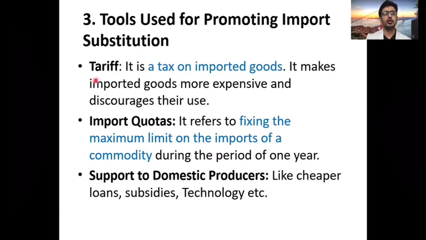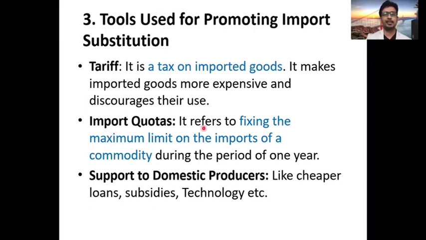The first tool was tariff. Now, please remember that the tools which are used to discourage the imports are the tools to promote the import substitution. So the first one was tariff. Now, as you all know, that tariff is a tax on the imported goods. And what will this tariff do? It will make the imported goods more expensive and will discourage their use, thereby promoting the substitutes of the imported goods. The next tool was import quotas.